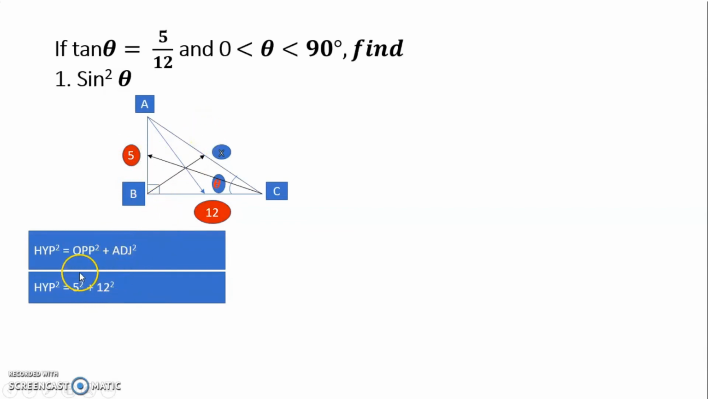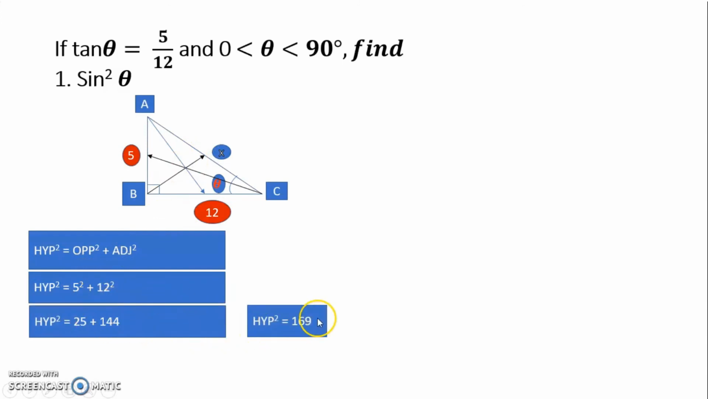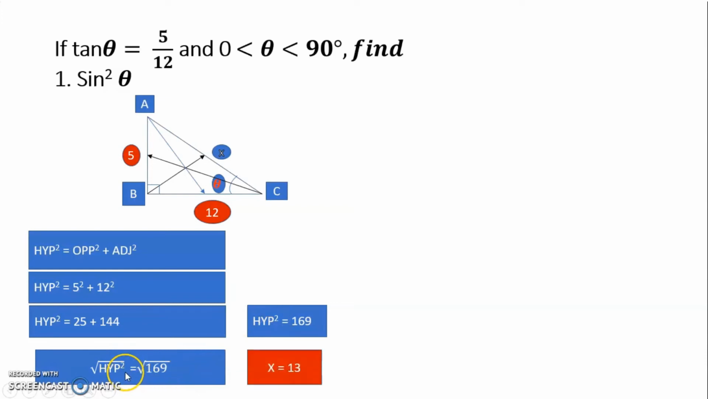So 5 squared is 25. 12 squared is 144. If you add these two up, you get 169. Now, to get the hypotenuse, which is the x, you find the square root of both sides. So the square root of hypotenuse squared is equal to the square root of 169, and the final answer is 13. That means our hypotenuse is equal to 13.